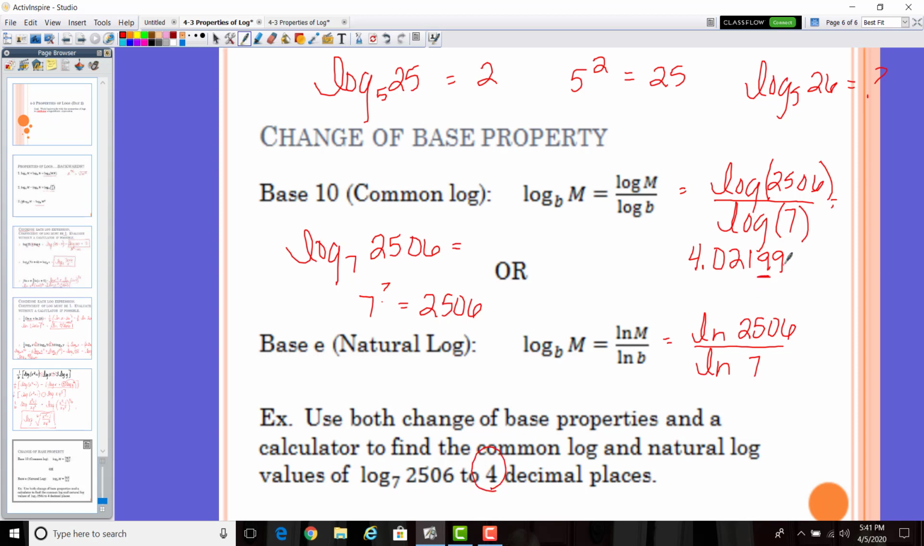The 4th decimal is here. So that 9 tells that to become a 10. We have to carry that 1 to here. So this is going to become 4.0220. Okay, that 9 makes this become a 10, which makes that become a 2. If you do the same thing with natural log, it's going to give you the exact same answer because it is the exact same logarithm we're looking at. So now you can evaluate any logarithm, whether it's a whole number or a decimal, without using your brain. You can use it with a calculator.